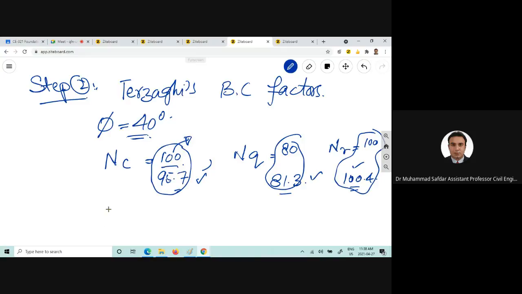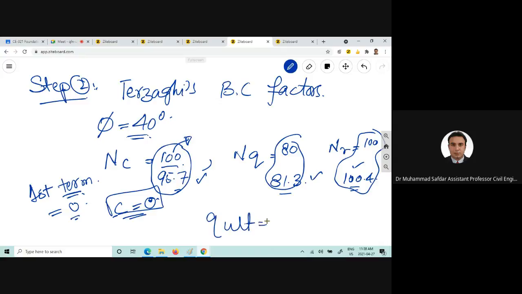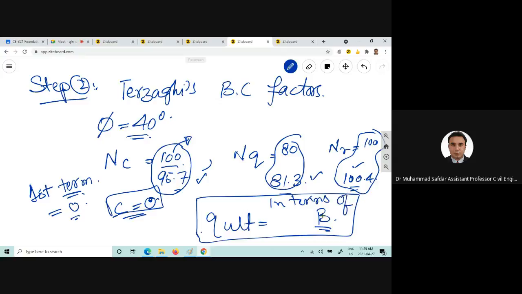Okay, based upon that, I would say assume the NC value, since C is zero anyway, its effect is gone. So the first term is equal to zero anyway. You have to give me Q ultimate, what is Q ultimate. Give me Q ultimate in terms of B. Okay, in terms of B you have to find and give me Q ultimate.